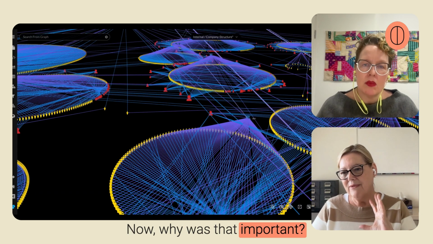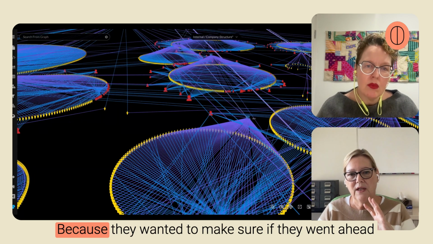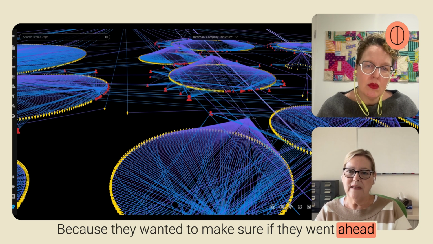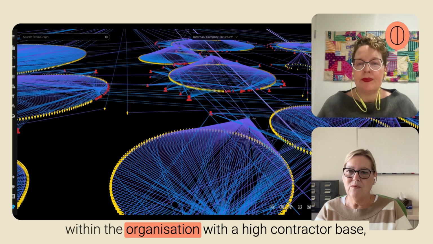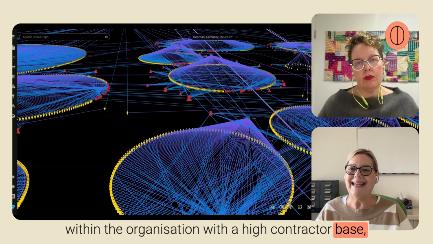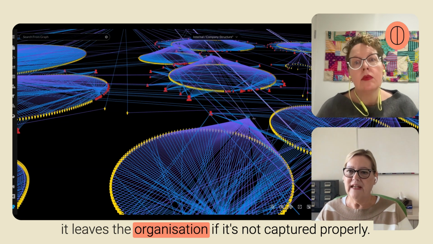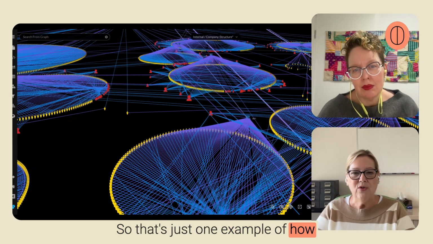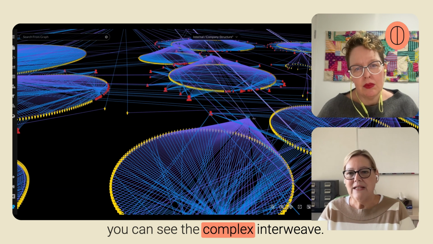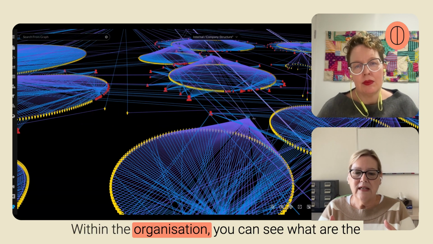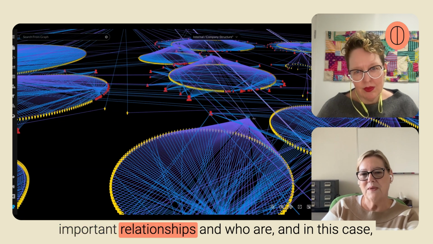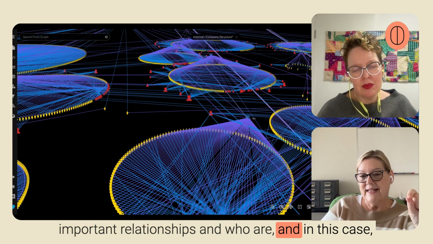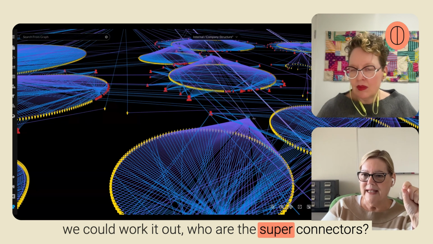Now, why was that question important? Because they wanted to make sure if they went ahead with this acquisition, that the knowledge would be retained within the organization. With a high contractor base, it leaves the organization if it's not captured properly. So that's just one example of how you can see the complex interweave within the organization. You can see what are the important relationships, and in this case, we could work out who are the super connectors.